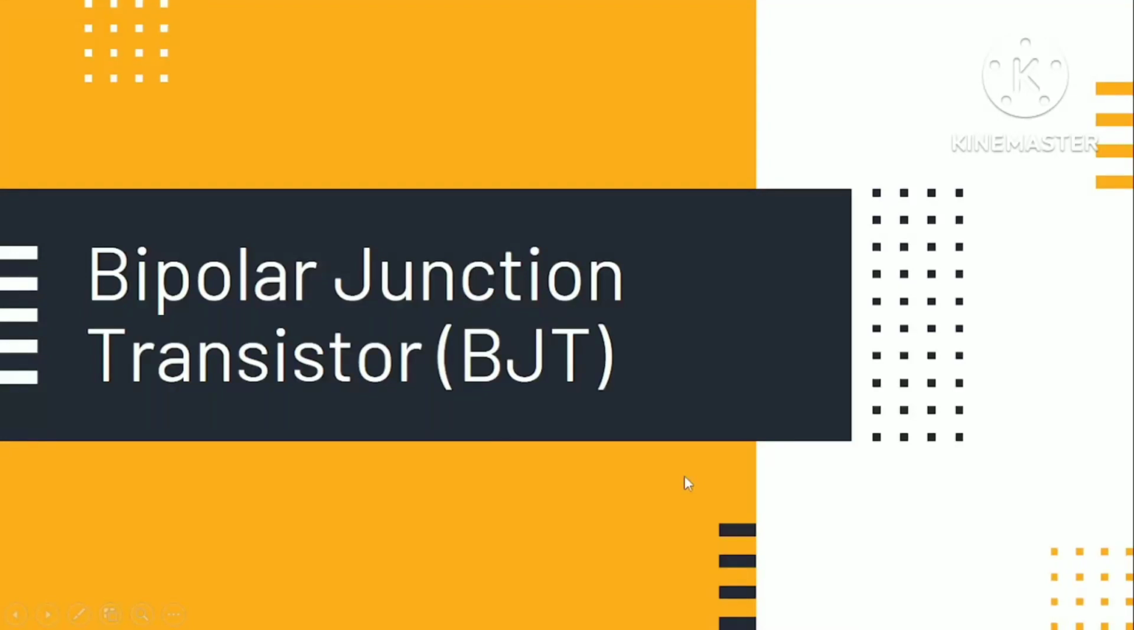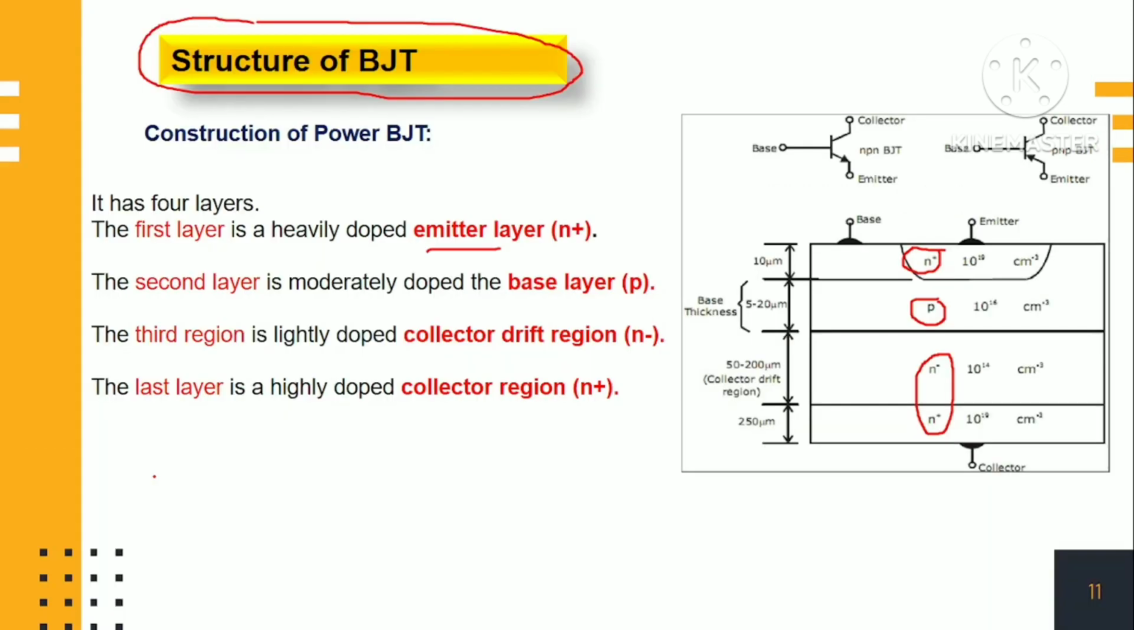In this video, we will see the bipolar junction transistor characteristics, both static and dynamic, and its structure. First of all, we must know the construction of a power BJT. It is different from a normal small signal BJT, which is used in basic electronic applications. Here the BJT has four layers.